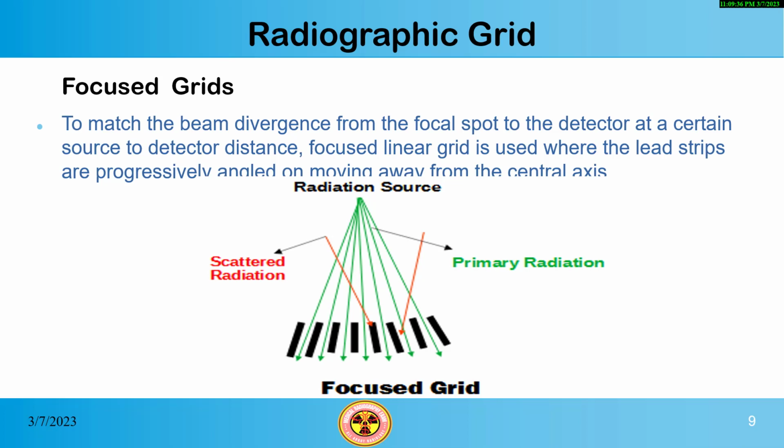Focused grids. To match the beam divergence from the focal spot to the detector at a certain source to detector distance, a focused linear grid is used, where the lead strips are progressively angled on moving away from the central axis. In this figure, lead strips are shown in black, primary rays in green, and scattered rays in red. In this, the lead strips are canted or angled toward the center.